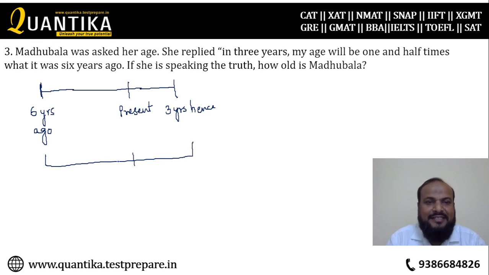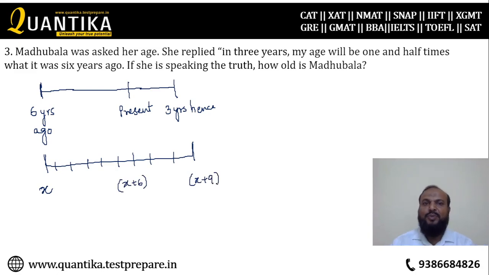Because it is 6 years ago, and it is 3 years hence, right? So the difference is 9. So if your age 6 years ago is x, now it is x plus 6, and 3 years later it will be x plus 9. You need to understand this. The gap is 9 years. 6 years ago, 3 years hence.